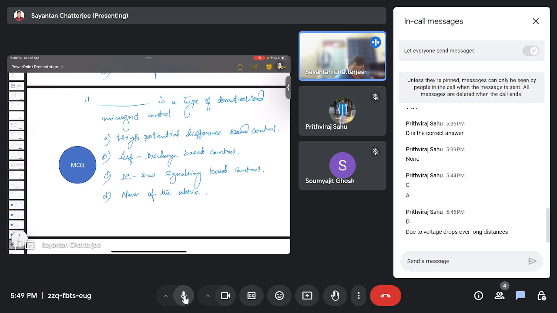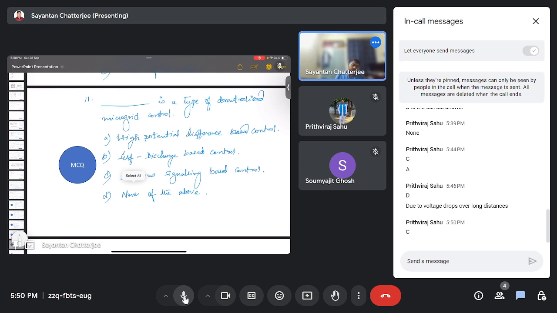So high potential difference based control. This is a type of decentralized microgrid control. High potential difference based control, self discharge based control, DC bus signaling based control, and none of the above. DC bus signaling, yes, correct.